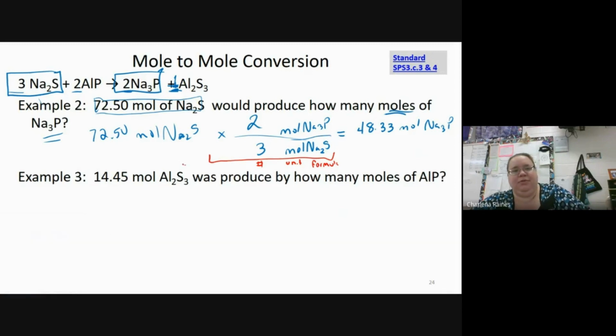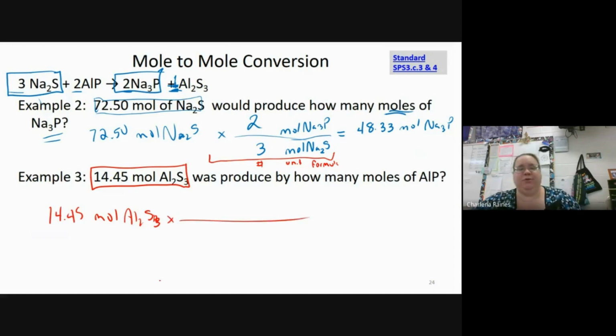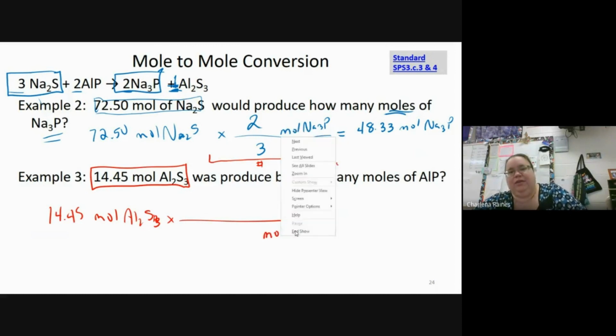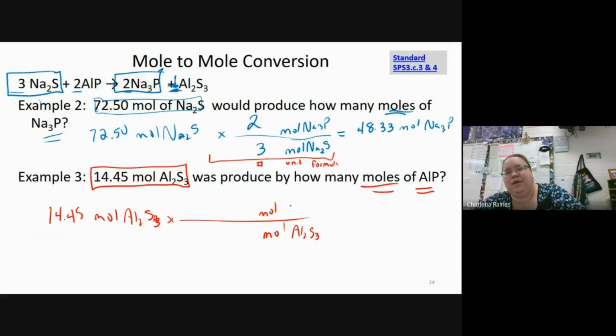So looking at my example number 3, this has got to be what I start with because it's got the number. So I'll write down the number from the problem, its unit, its chemical formula, times a fraction bar. What I'm getting rid of goes on bottom. What I'm going to goes on top every single time. So the unit that I started with is what I'm trying to get rid of. It's got to go on bottom. The unit that I'm going to has to go on top.